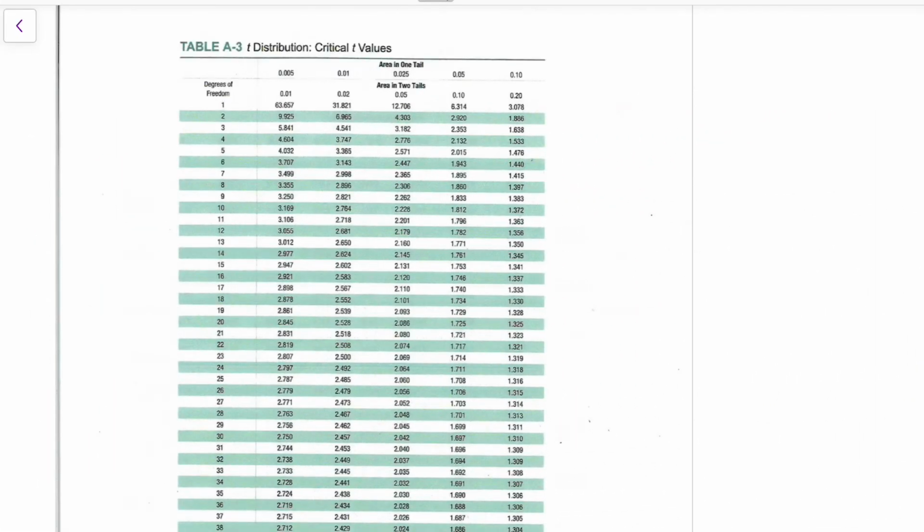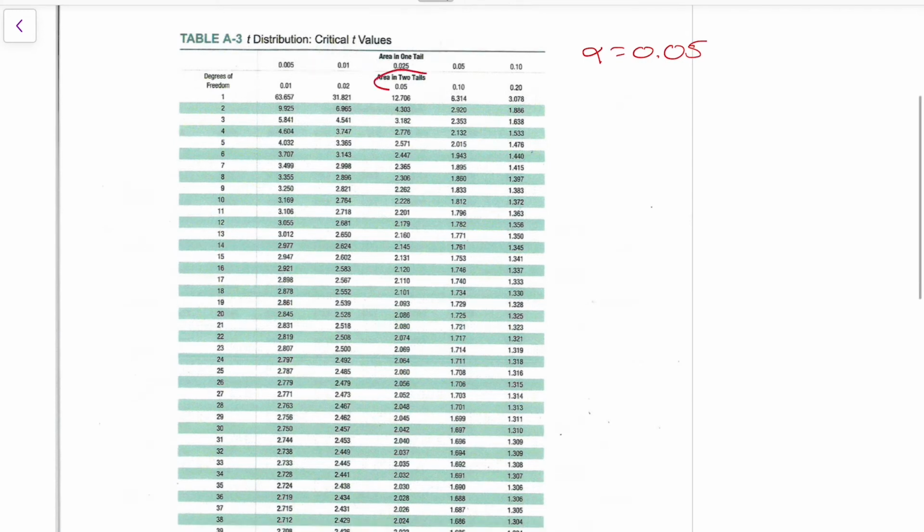Here is our student t distribution chart. And if we want to remember, our significance level alpha is 0.05. That is the total area in both tails. So our area in two tails is 0.05. That tells us we are looking at that middle column. And to find our critical value, what we want to do is look at the degrees of freedom.